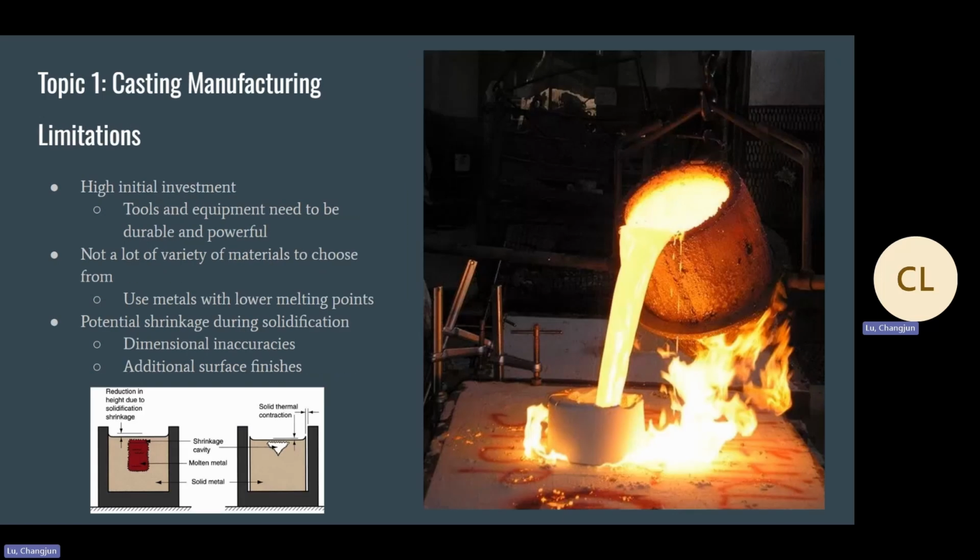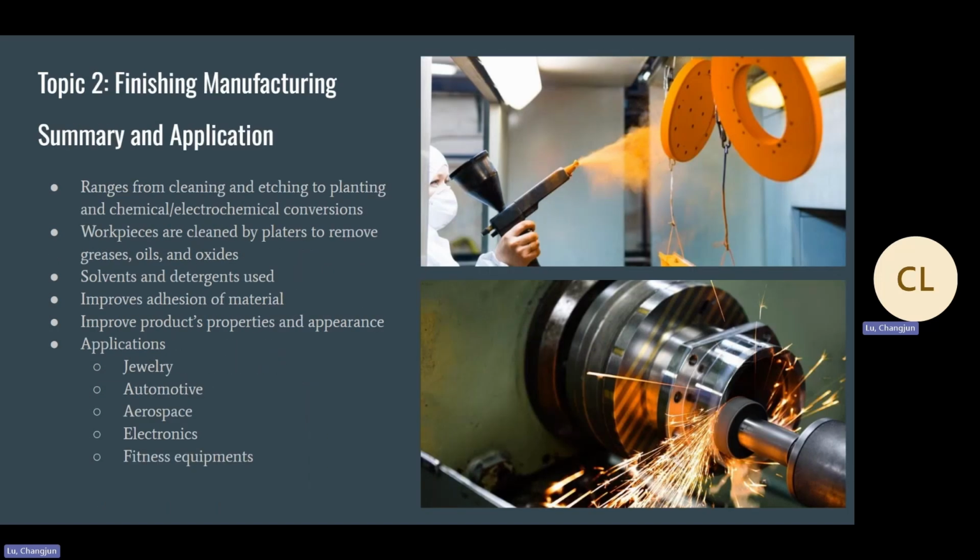For its limitations, the equipment and tools used for the casting process need to be powerful and durable, thus requiring a high initial investment. Casting is mainly used for metals with lower melting points, so there isn't really a great variety of materials to choose from. Potential shrinkage during the solidification process may lead to dimensional inaccuracies and the need for additional surface finishes. And that concludes the casting manufacturing topic, and now to my second topic, finishing manufacturing.